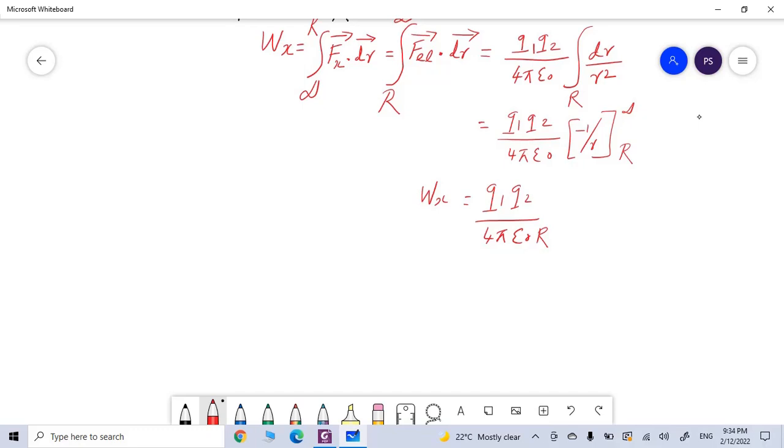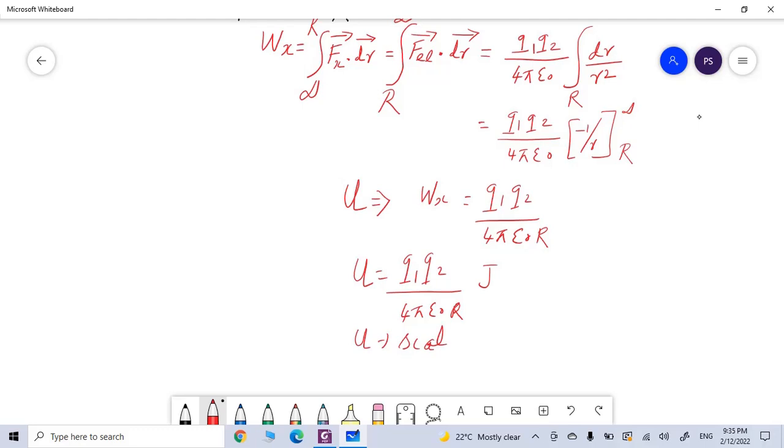Now the work done by Mr. X in bringing the charge from infinity to the point P is stored as the electrostatic potential energy U. So U is equivalent to Wx, which is equal to Q1 Q2 by 4 pi epsilon 0 r. So electrostatic potential energy U is Q1 Q2 by 4 pi epsilon 0 r, the unit being J.